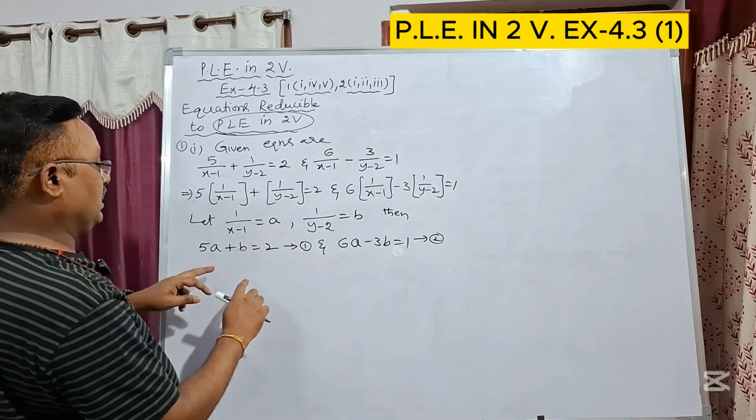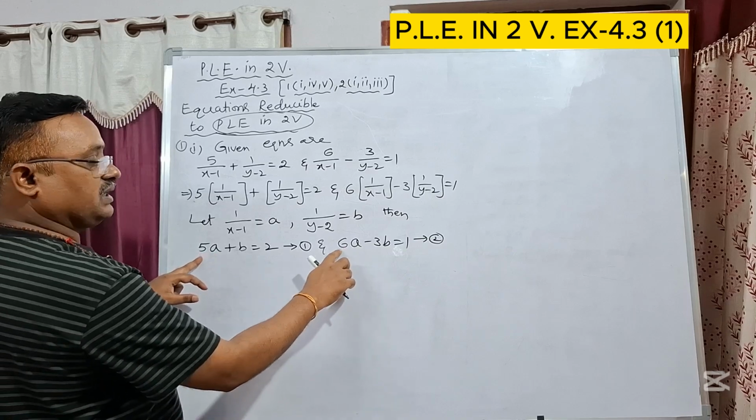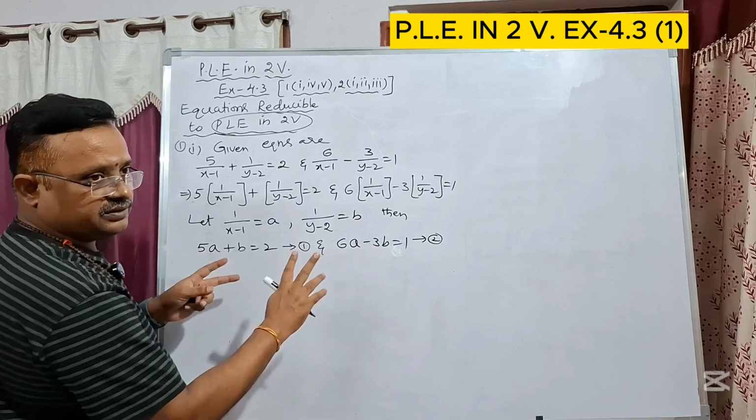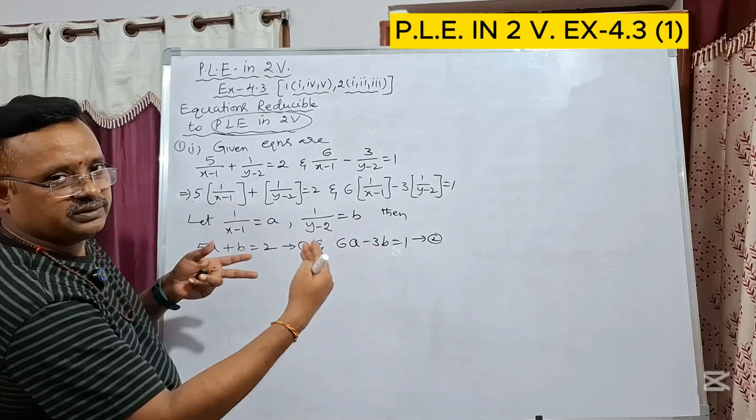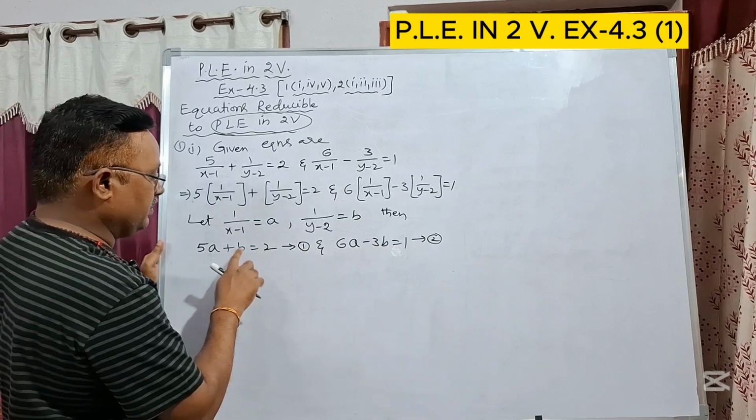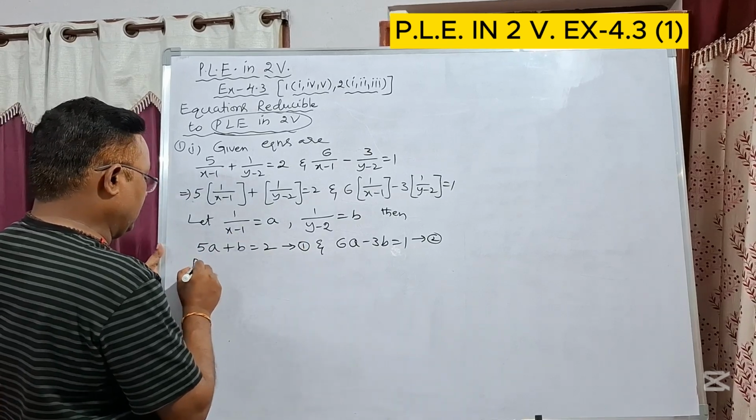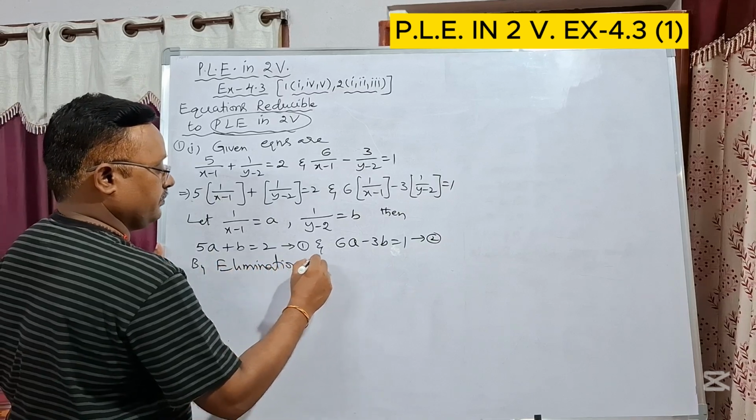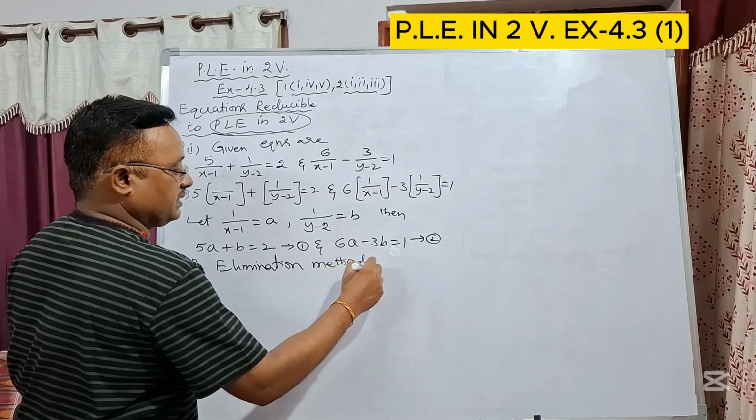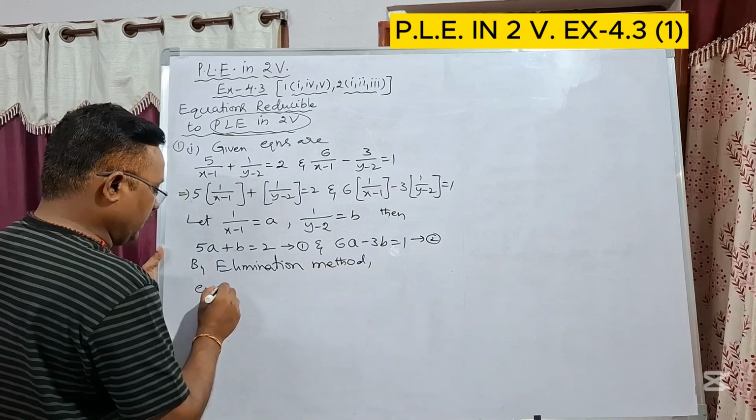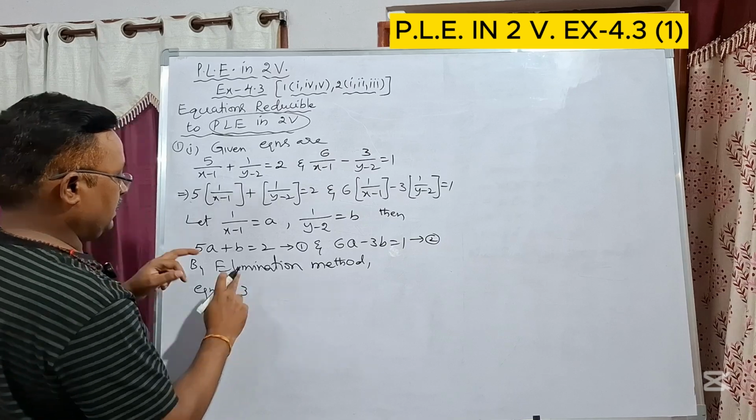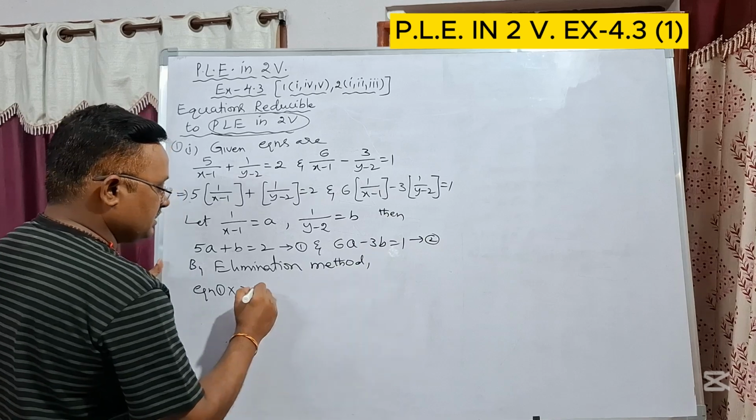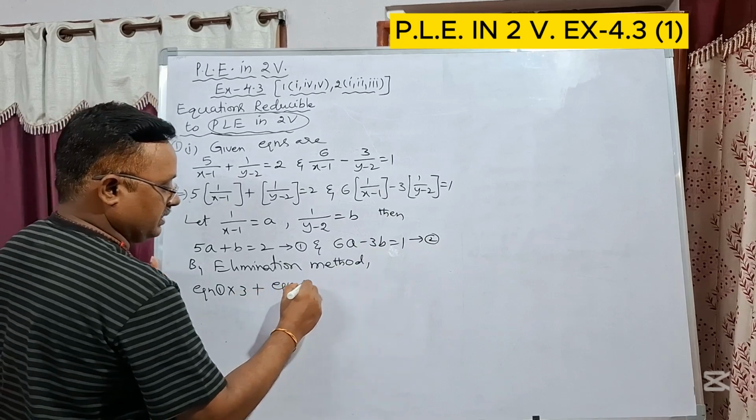For that, here the a coefficients are 5 and 6, not the same. Here the b coefficient is 1, and here the b coefficient is minus 3, not the same. But making the coefficient the same is easy with variable b. So I am taking the elimination method. By the elimination method, I am taking equation 1 into 3, which gives me plus 3b. Here minus 3b is there. Just add it with equation 2.